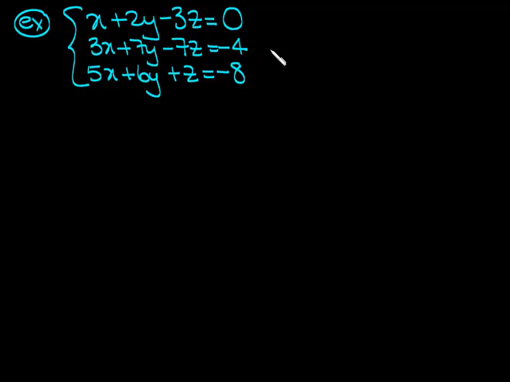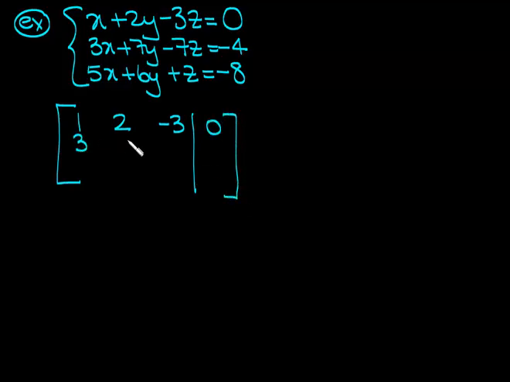Okay, so what do I want to do? First thing I want to do is put it into an augmented matrix. So let's do that. I just write down all the numbers without the variables. I have 1, 2, negative 3, 0. I have 3, 7, negative 7, negative 4. 5, 6, 1, negative 8.